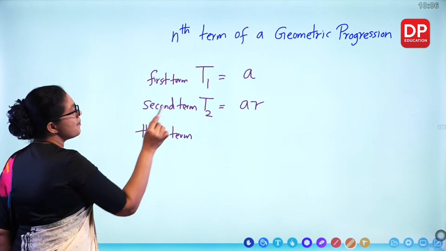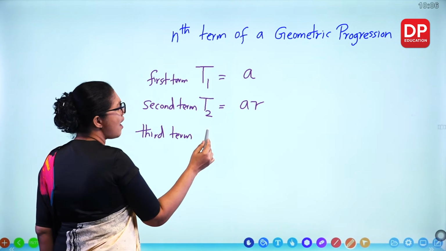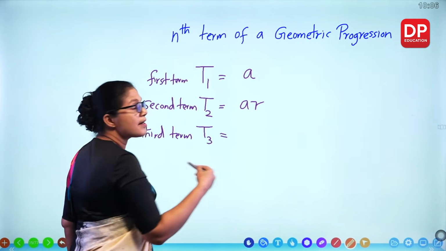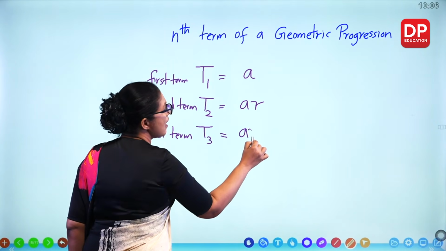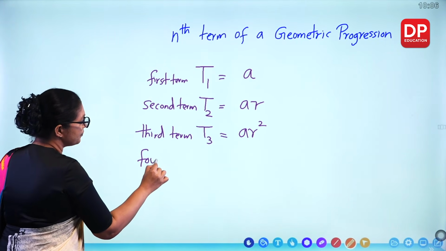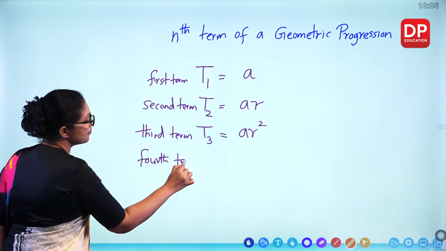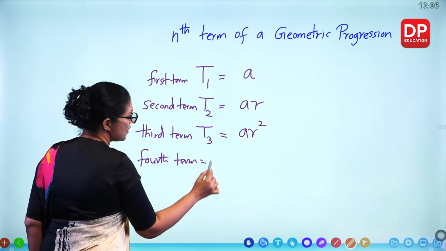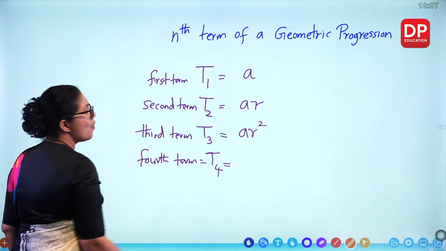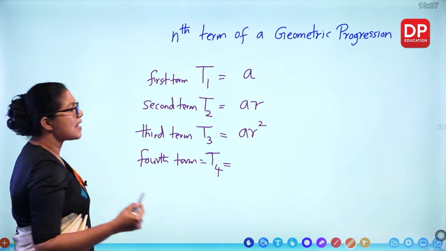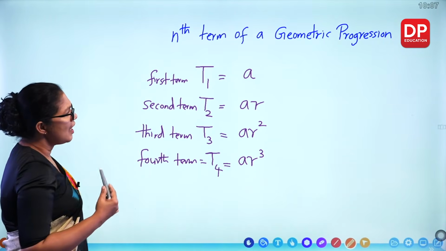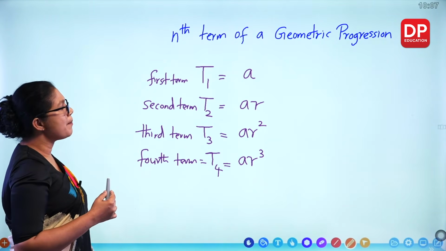How can I get the third term? Multiply the second term by R again. That's T3, AR times R, AR squared. How do you get the fourth term? Fourth term I'll take as T4: AR squared times R again, AR cubed. Now look carefully and identify a pattern.